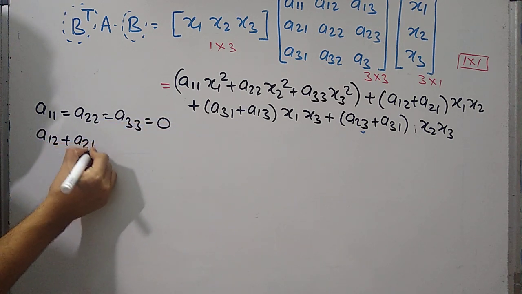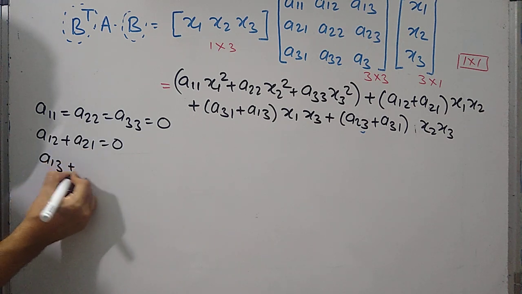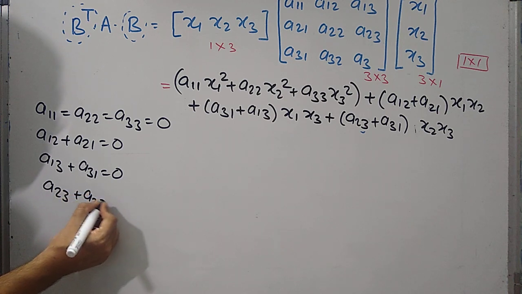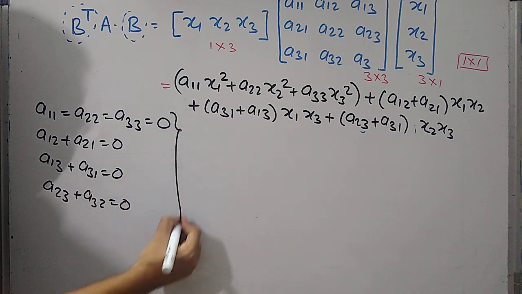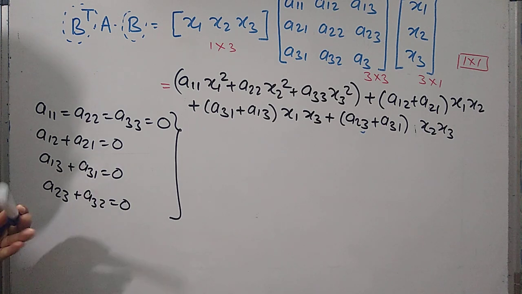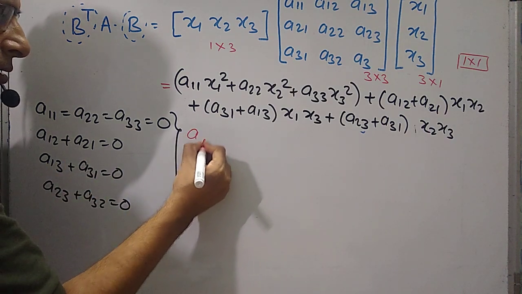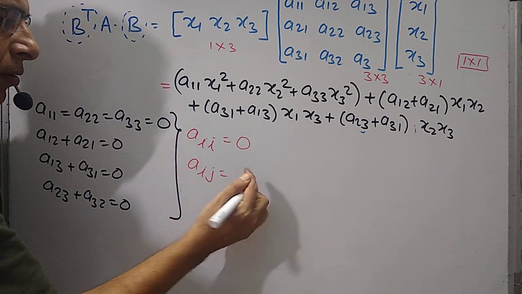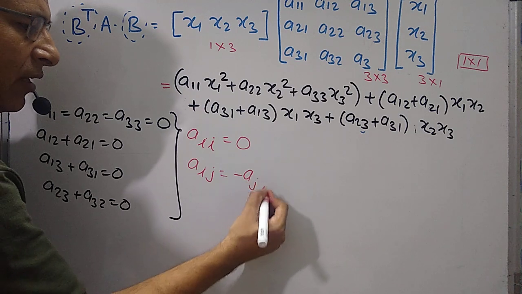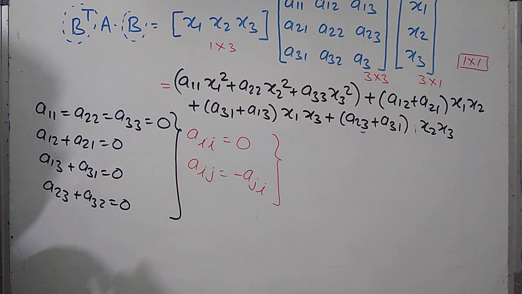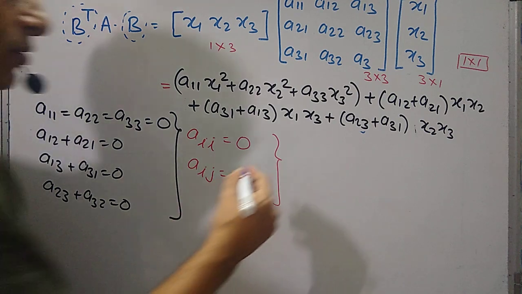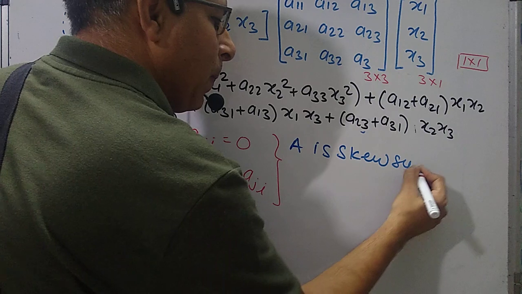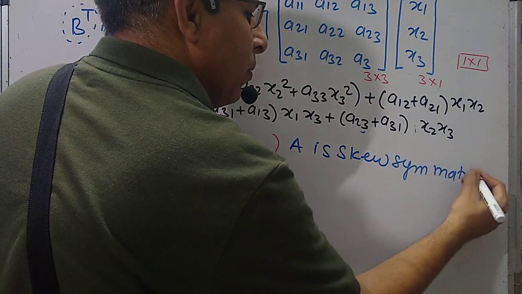A12 plus A21 equal to 0. A13 plus A31 equal to 0. A23 plus A32 equal to 0. So here we get Aii equal to 0 and Aij equal to minus Aji, and this is the condition for a skew symmetric matrix. So here we get A is a skew symmetric matrix.